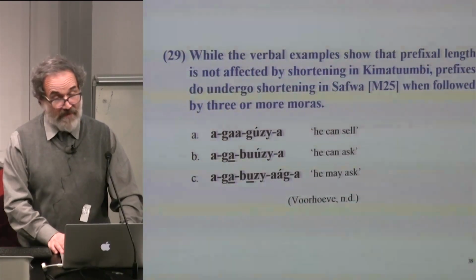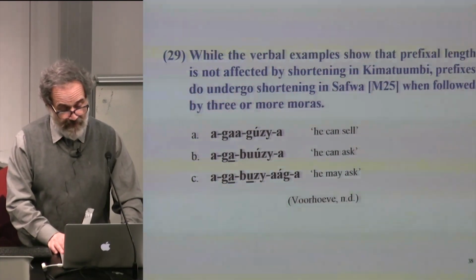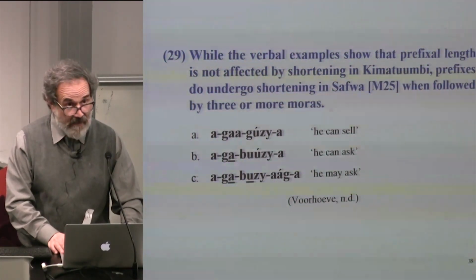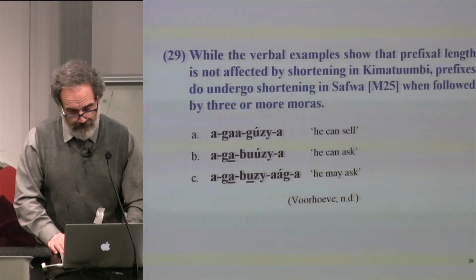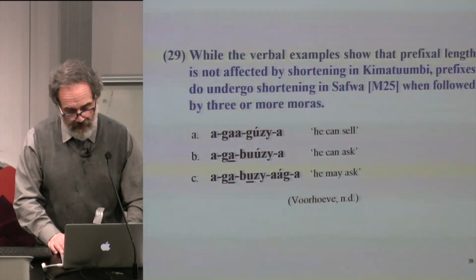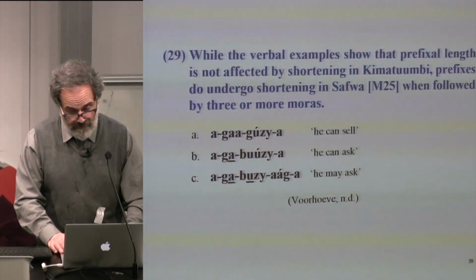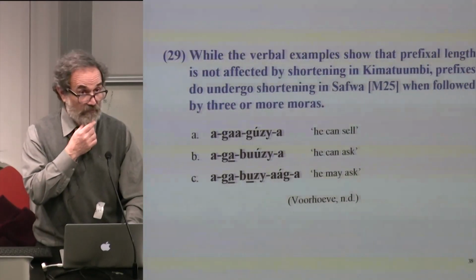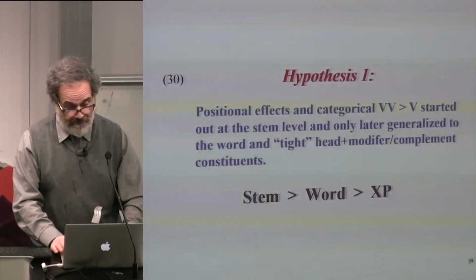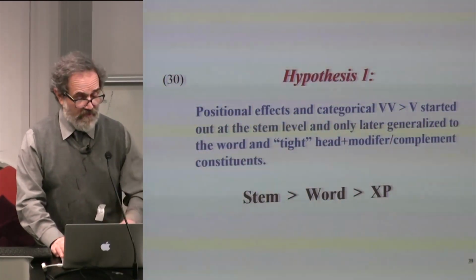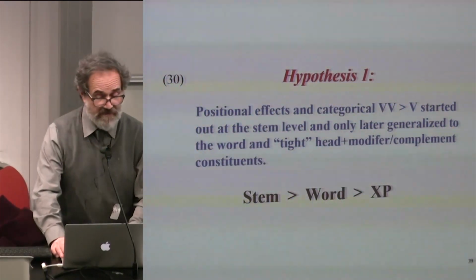Prefixes do undergo shortening in Safwa, another Bantu language, when followed by three or more moras. So here you've got aga guzia with a long ga in the prefix, but if we add one more mora, so we have buzia, you can see you've got the long u of the verb ask, then the ga shortens, and of course if we add even more, then both of them will shorten. So sometimes the prefixes do shorten, sometimes they are exempt. And in fact, it can get quite intricate. Odden spends quite a number of pages talking about the facts of Kimatumbi and some of the exceptions.